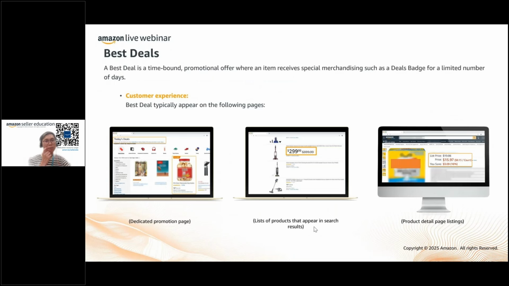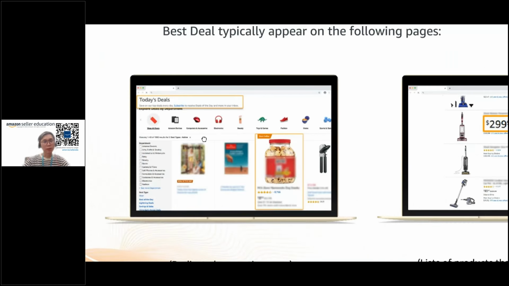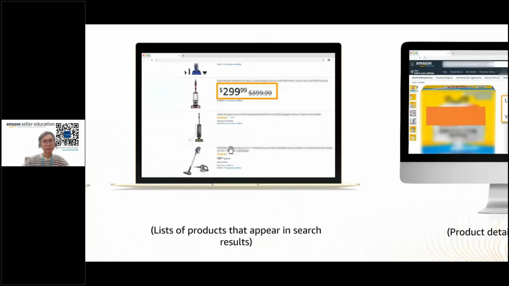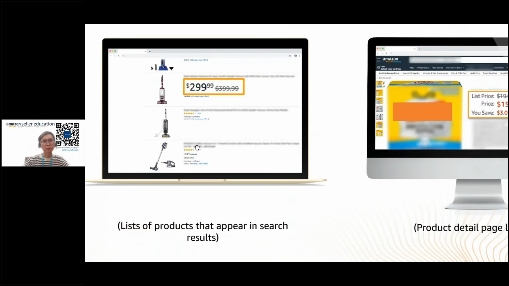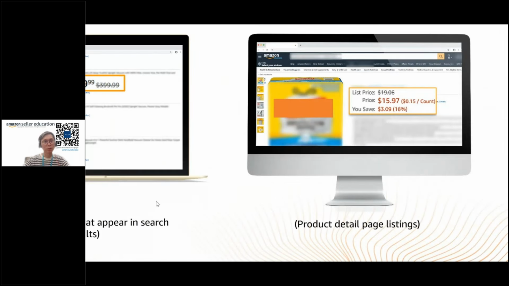Whereas a best deal is also time-bound, however it's slightly longer. It could last for a couple of days. Best deals typically appear on the following pages: the Today's Deals page, the product listing, as well as the product details page.